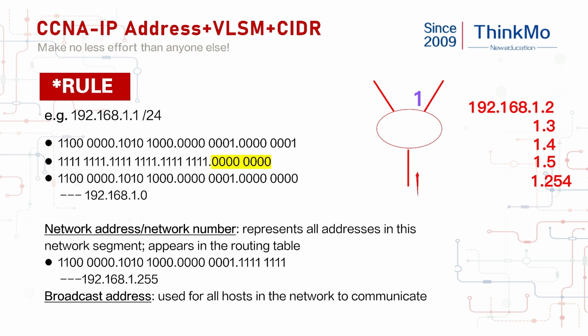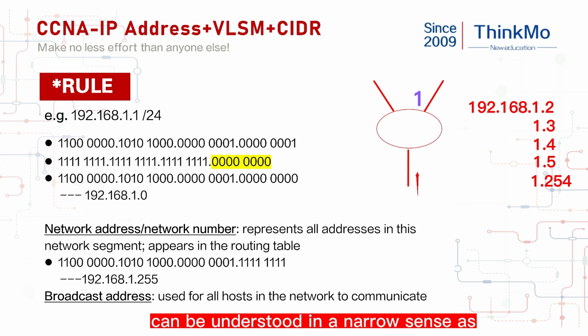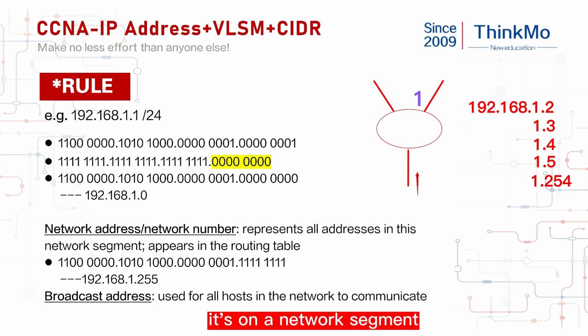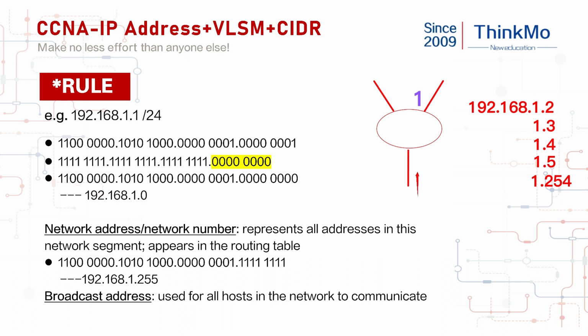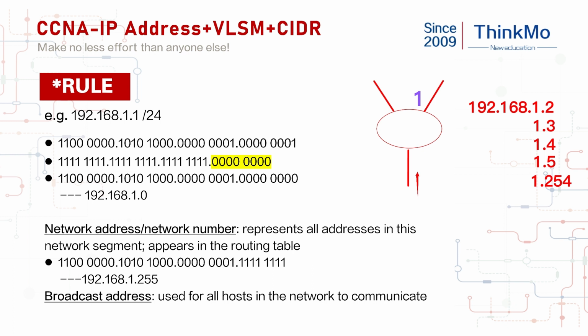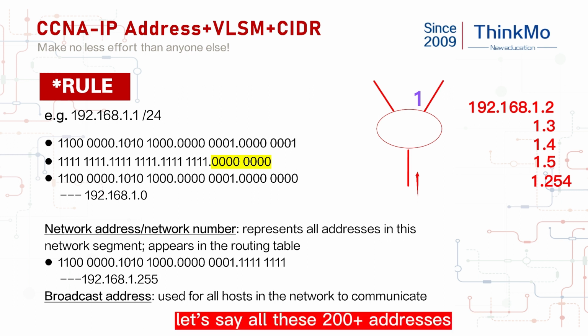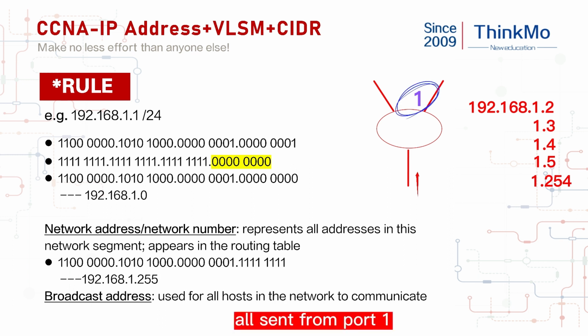In the future, everyone will learn about routers. Each interface is actually a broadcast domain, which can be understood in a narrow sense as being on one network segment. If the data goes to 0.4, I also send it from port 1. If data goes to 0.5, I also send it from port 1. These entries are stored in the routing table of the router. You may find it a little cumbersome. As a network segment, let's say now from 0.1 to 250, leaving a few because the interface itself also has an address. Let's say all these 200 plus addresses are all sent from port 1.